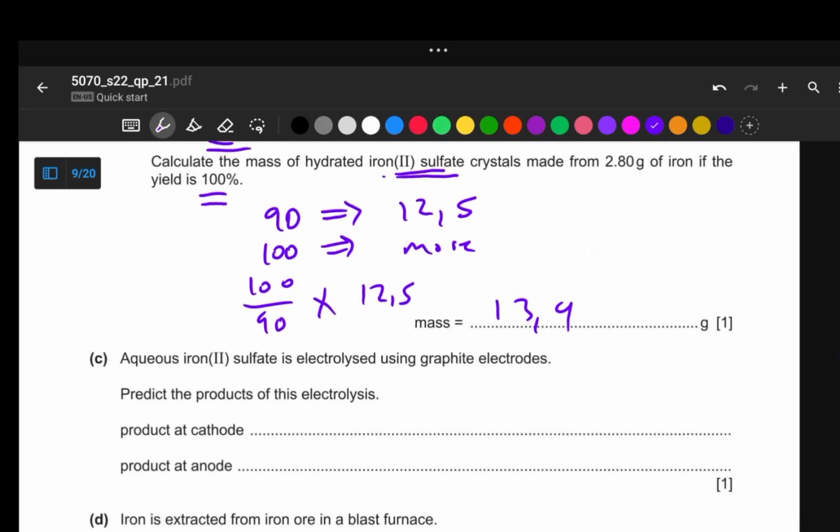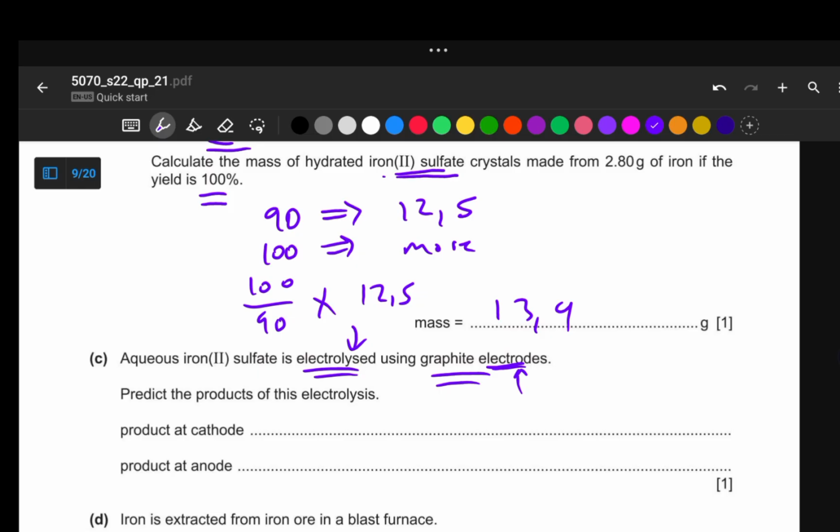And then we go on to the next part, which says aqueous iron(II) sulfate is electrolyzed using graphite electrodes. You should be able to define the term electrolysis and also the term electrodes, and give the properties of electrodes. Electrodes should be inert and also should be able to conduct electric current. So predict the products of this electrolysis.